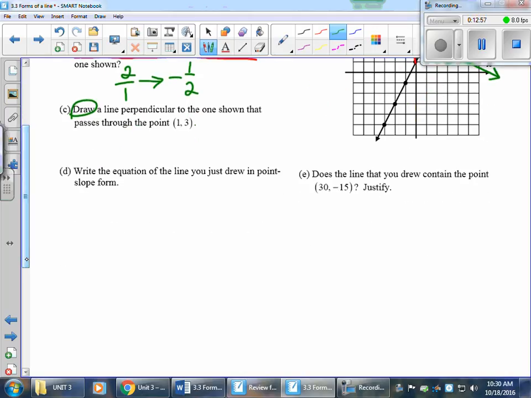And write the equation of the line you just drew in point slope form. Well, we know the slope was negative 1/2. We know the point was 1, 3. So in point slope form, you get y minus 3 is equal to negative 1/2 times x minus 1.